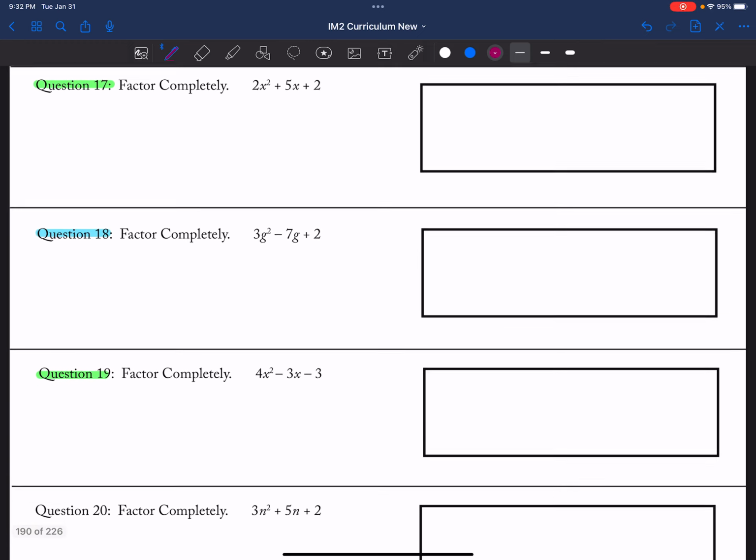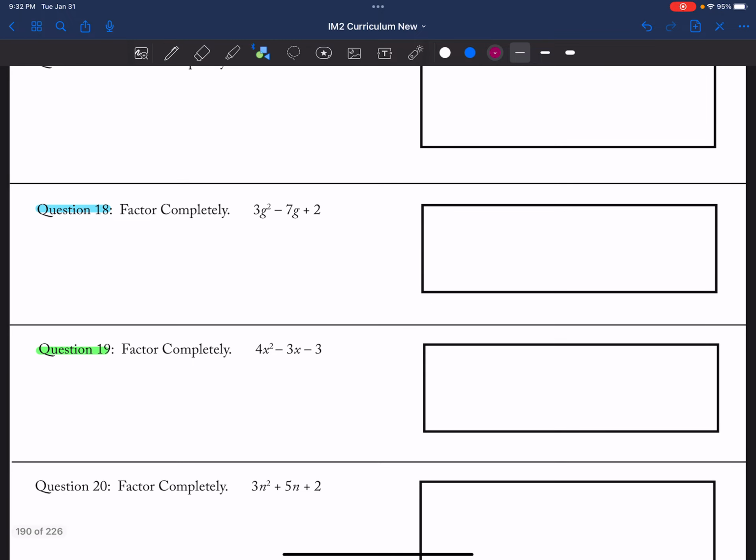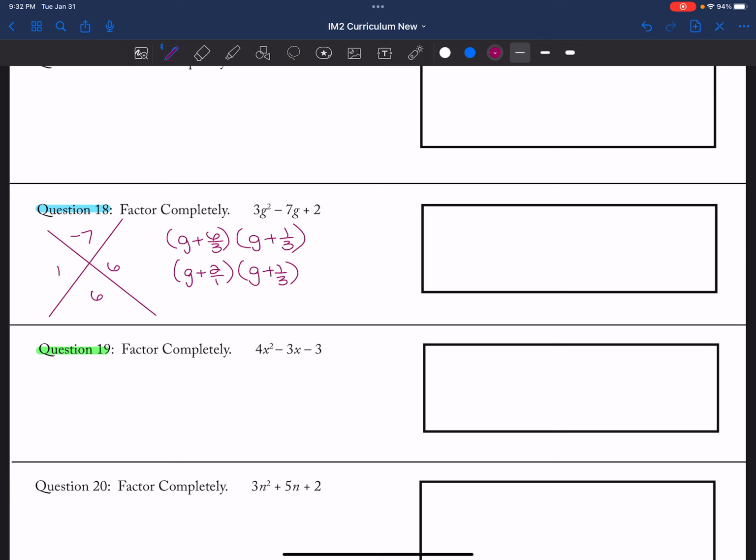Okay, and then we'll do this one. So I have -7 in the top and 6 in the bottom. So then this is 1 and 6. So this is g plus 6/3 and g plus 1/3. So g plus 2/1 and g plus 1/3 gives me a g plus 2 and a 3g plus 1.